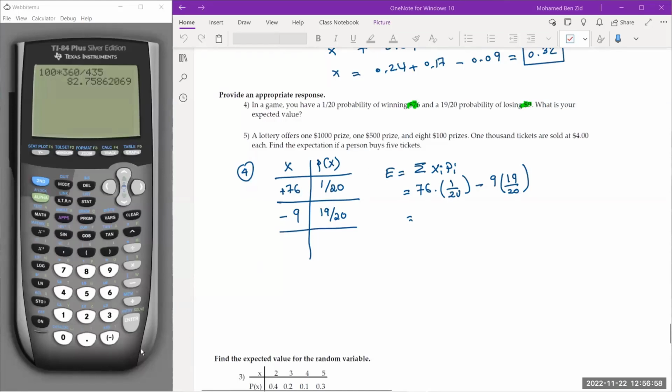Okay, so if I plug it into the calculator, this is going to be 76 times, open a parenthesis, 1 divided by 20, close the parenthesis, and minus 9 times 19 over 20, right? Are we okay? Oh, that's minus 4.75.